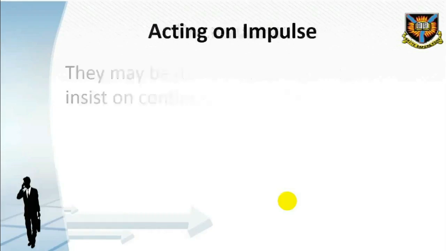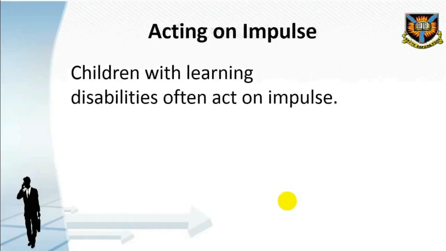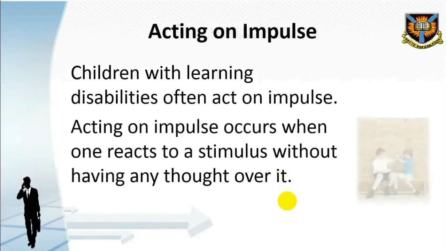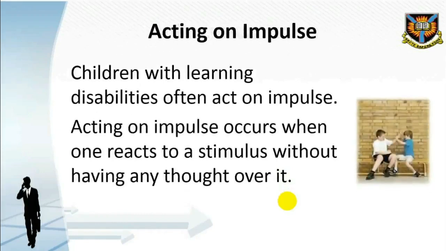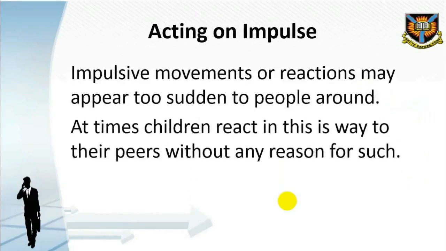8. Acting on impulse. Children with learning disability often act on impulse. Acting on impulse occurs when one reacts to a stimulus without having any thought over it. Impulsive movements or reactions may appear too sudden to people around. At times, children react in this way to their peers without any reason for such.